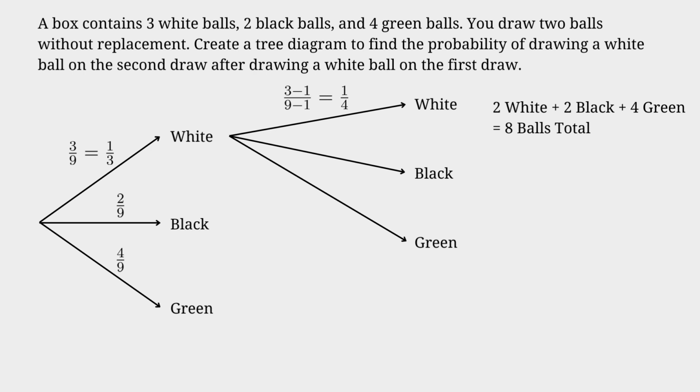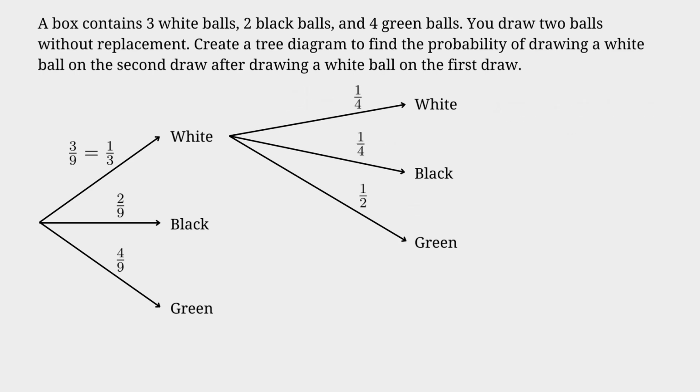The chance of drawing a black ball after drawing a white ball is 2 over 9 minus 1, which can be simplified to 1 over 4, a quarter. And similarly for green, it will be 1 over 2, or a half. The path that we are interested in is drawing a white ball and then drawing a white ball again. The path is indicated by the red arrows. Yet again, and usually means multiply, so we multiply these 2 probabilities. 1 over 3 times 1 over 4 is 1 over 12, which can also be expressed as 8.33%.